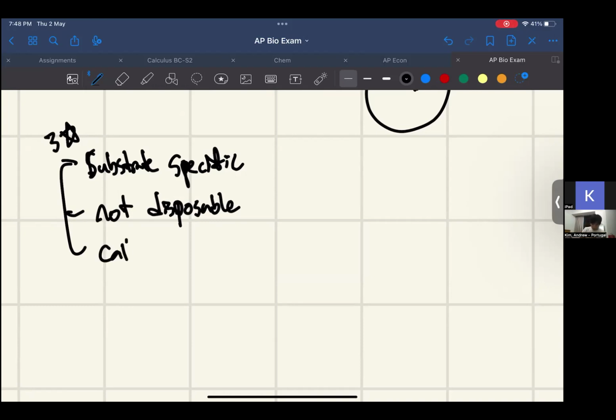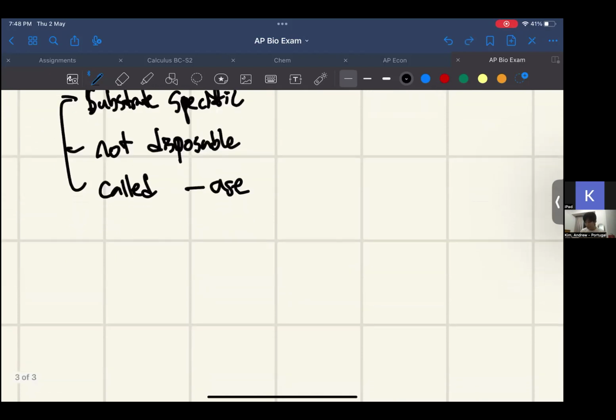Last, they're normally called something-ase, like synthase, whatever ase. If you have that ase at the end, then you can tell that it's probably going to be an enzyme, okay? So these are 3 important pieces of common sense that you have to really know if you want to get a 5 on the AP Bio exam.